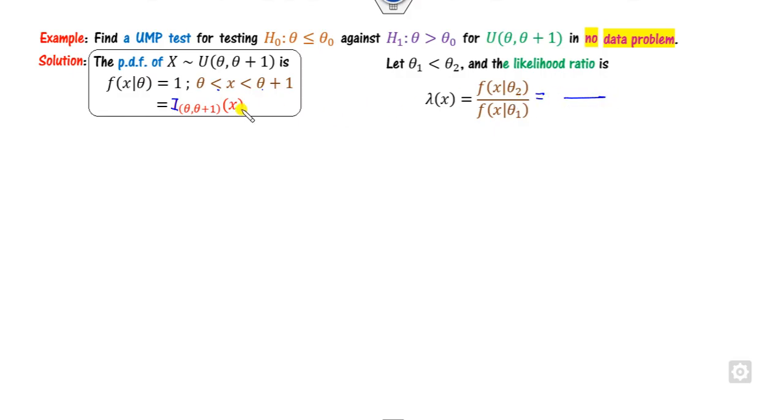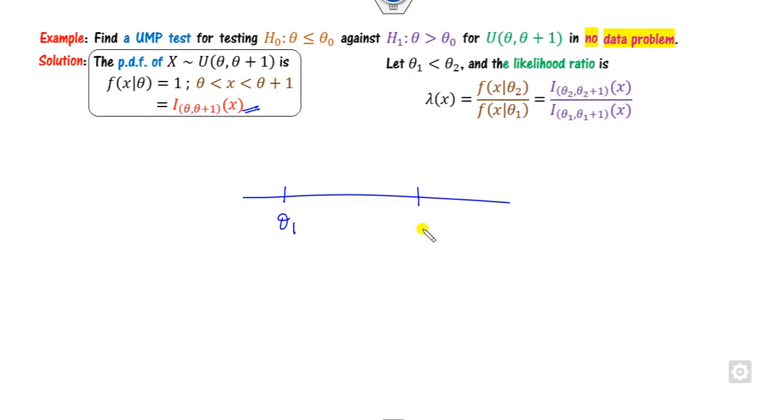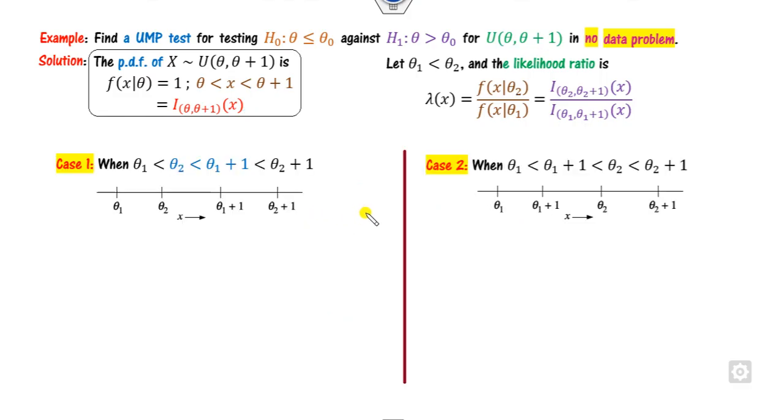We can substitute this value for theta 2 and here. What is the meaning of that? You can see theta 1 is less than theta 2, fine, and theta 2 is always less than theta 2 plus 1 as per the interval. Now where is my theta 1 plus 1? Can it be here or can it be here? There are only two options, so there are two cases. The first case is when theta 1 lies on this side, otherwise it lies here.